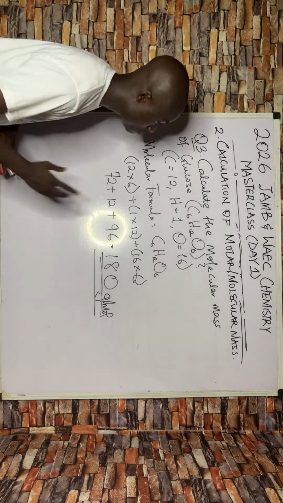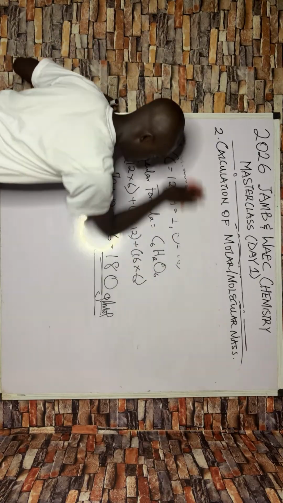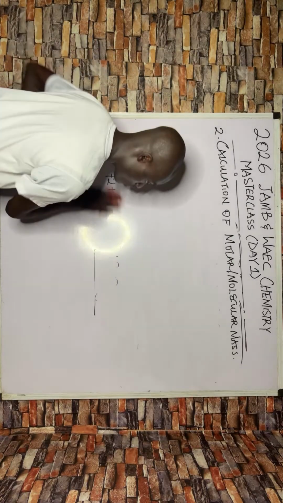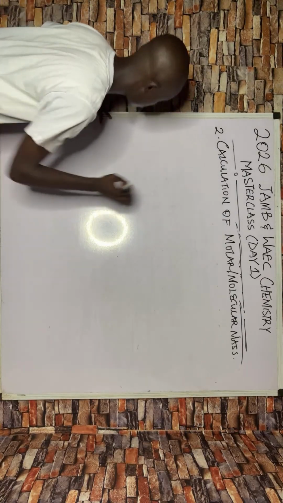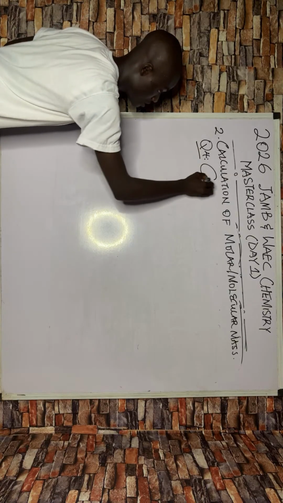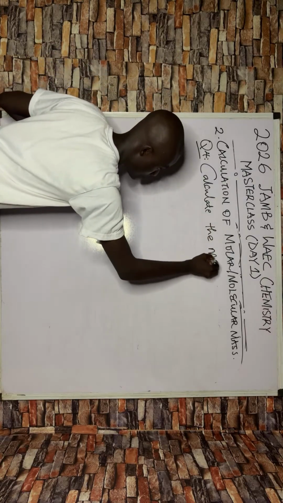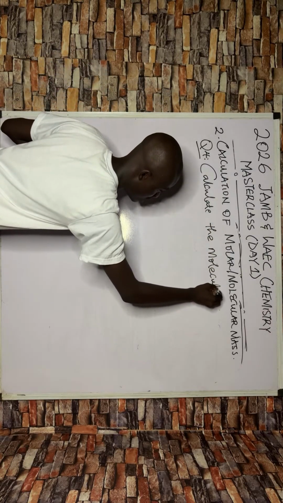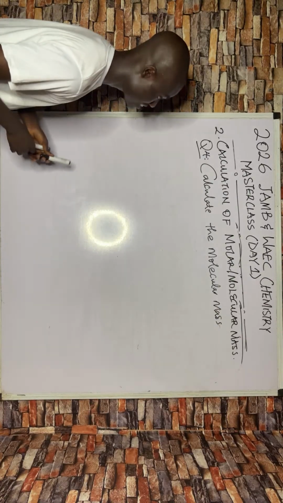So we'll move on by taking the fourth question. So we are going to take a question which is basically easy. So the fourth question, let's see that as question 4. The question says calculate the molecular mass of tetraoxosulfate 6 acid.